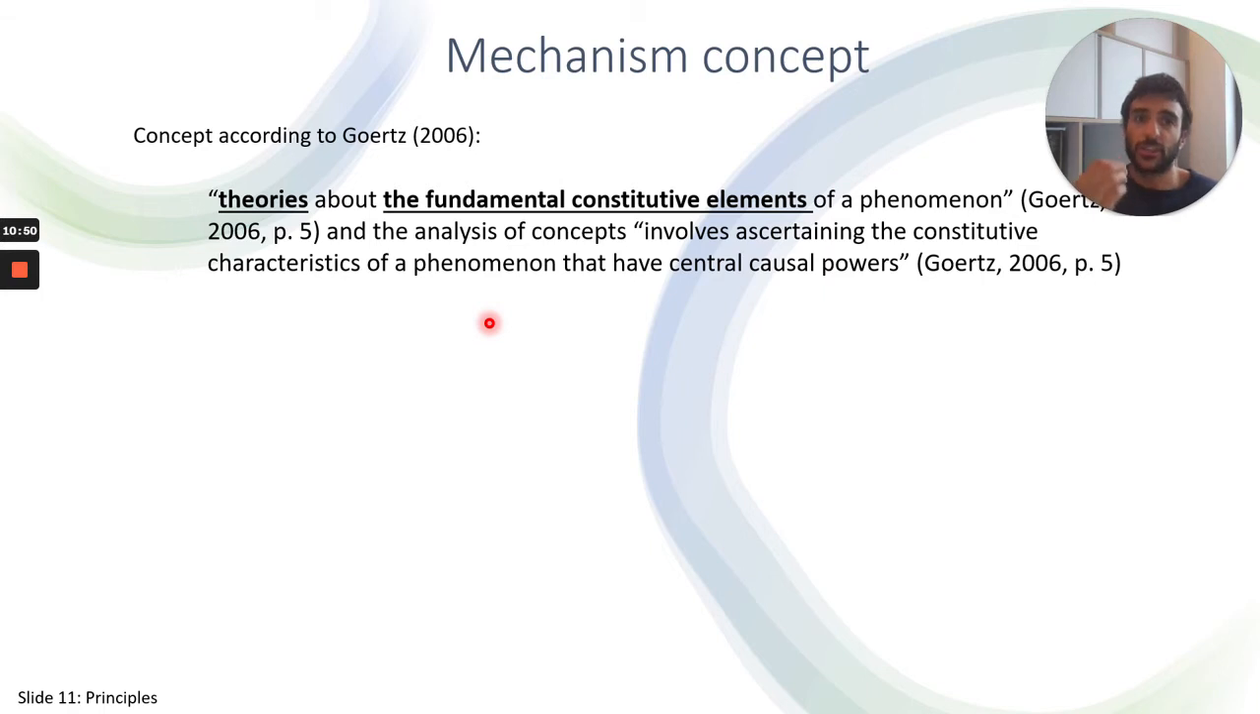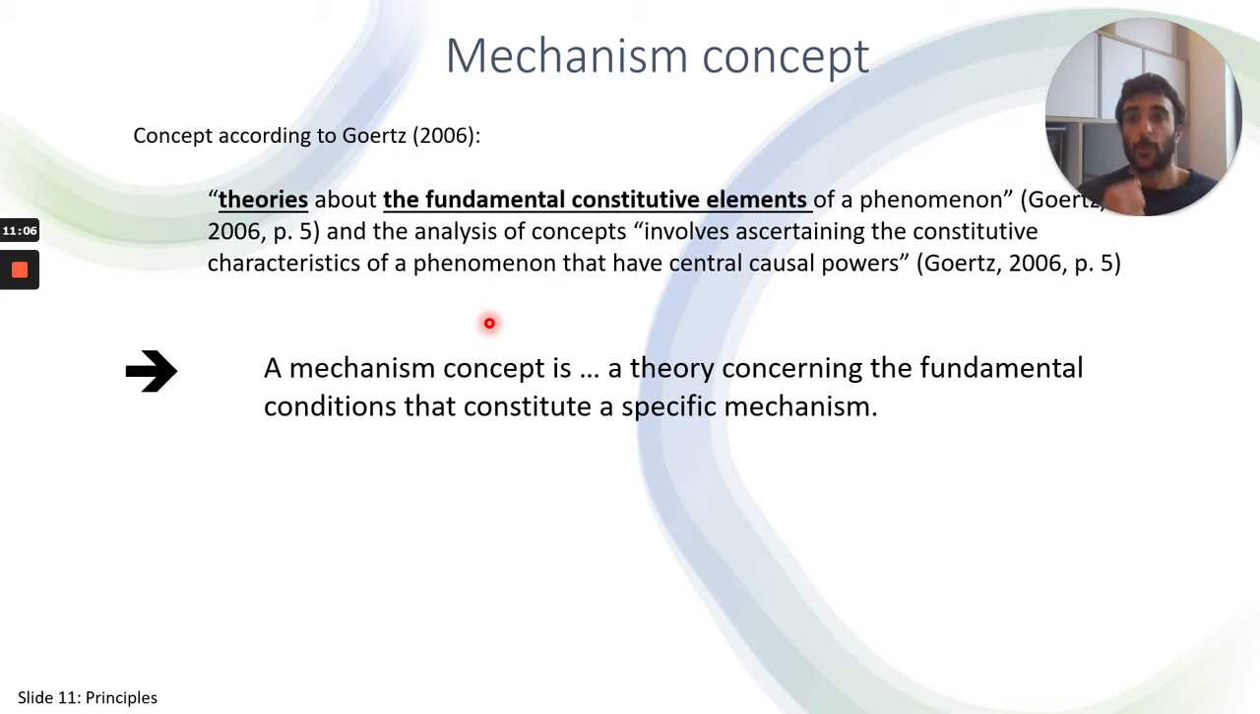Okay? So it's not so that the context or those characteristics have the causal powers to causally create the mechanisms. It's those characteristics that constitute the mechanism and give the causal powers to the mechanism. So a mechanism concept is a theory concerning the fundamental conditions that constitute a specific mechanism.